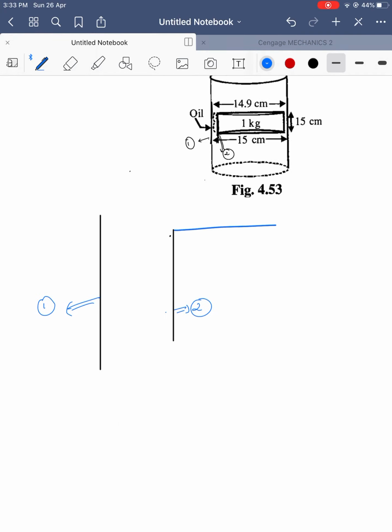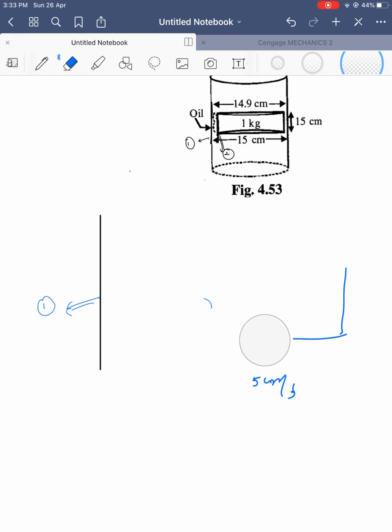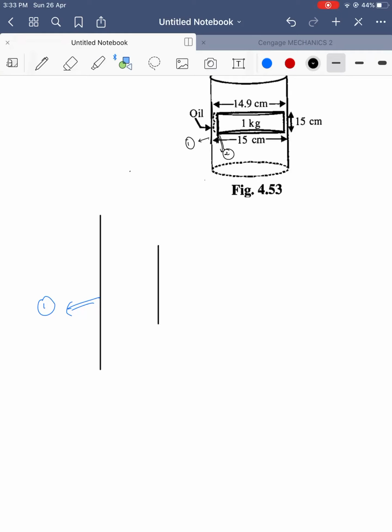If the next layer is moved, see this is the entire block. If it is going downwards with 5 centimeters per second in the downward direction, the liquid layer which is immediately after it will also have the same velocity. Instead of this block, I am drawing the liquid layer. Okay, the liquid layer is going downwards with 5 centimeters per second. And what is the velocity when attached to the beaker? Velocity is equal to 0.